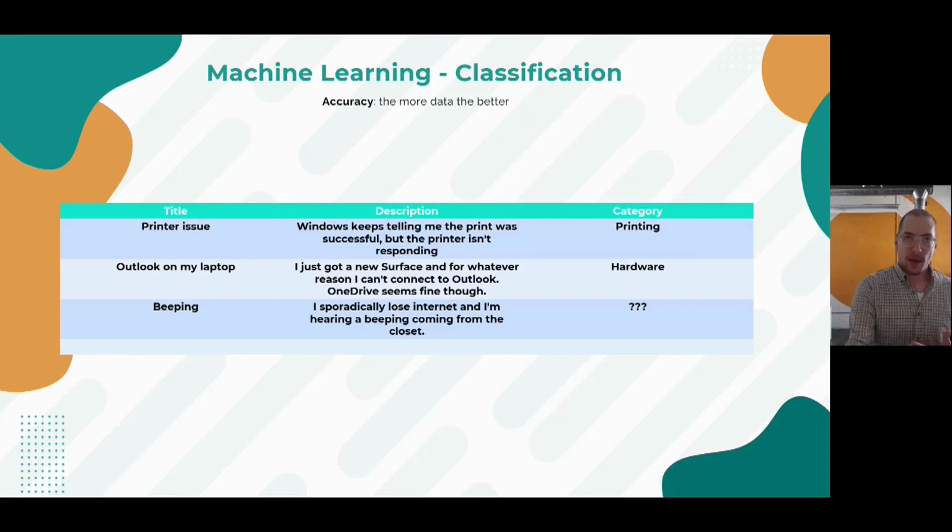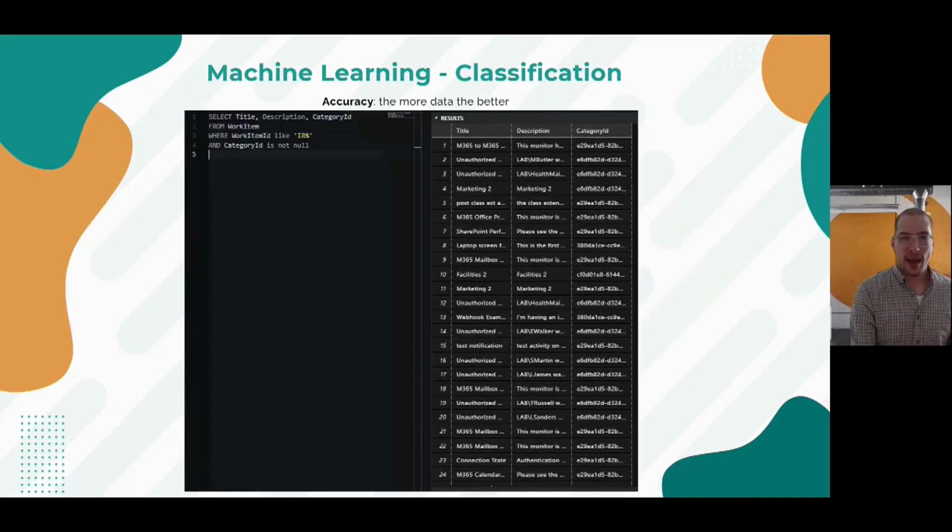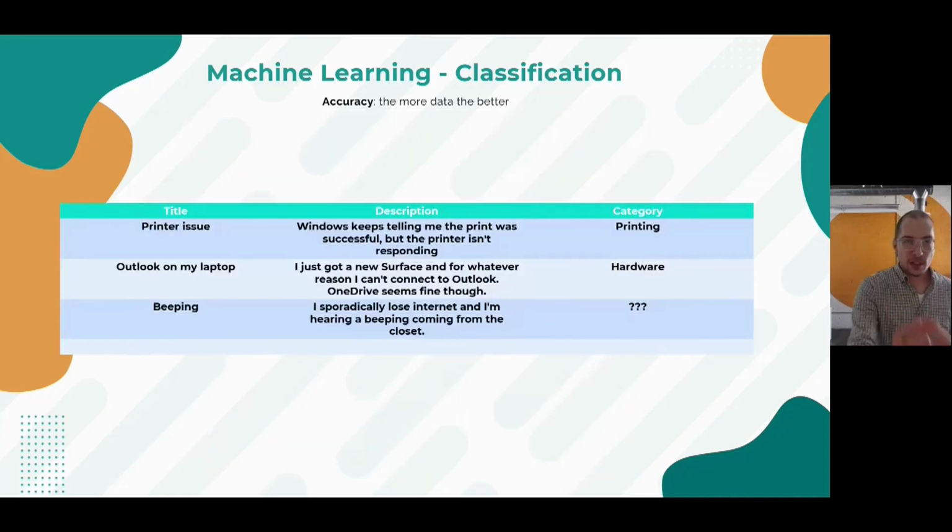But again, I want to come back to this because the more data I have, the easier it is to predict these values. An example of some of the incidents I pulled from that data set just to show you: I have a title called printer issue, and then its description. I have Outlook on my laptop and its description. I have beeping and something with the internet.